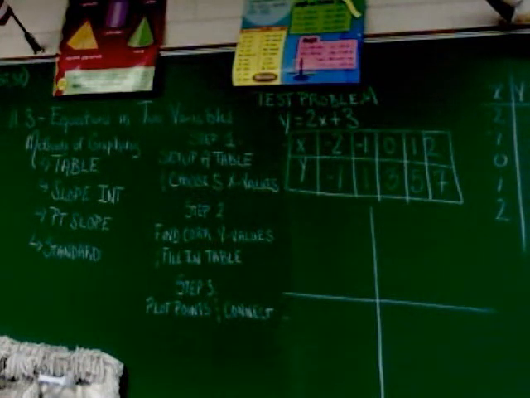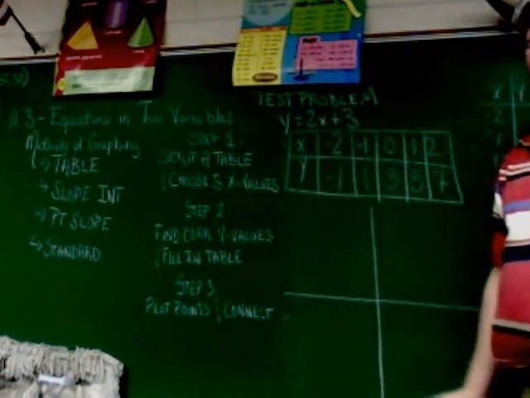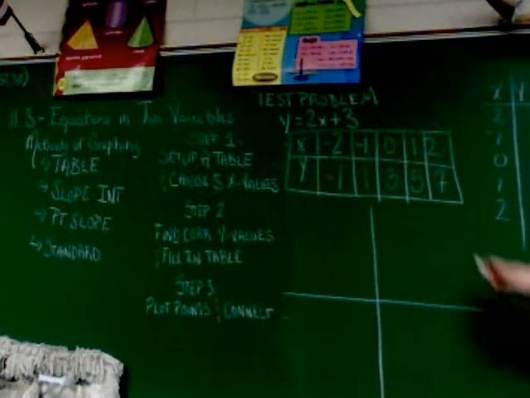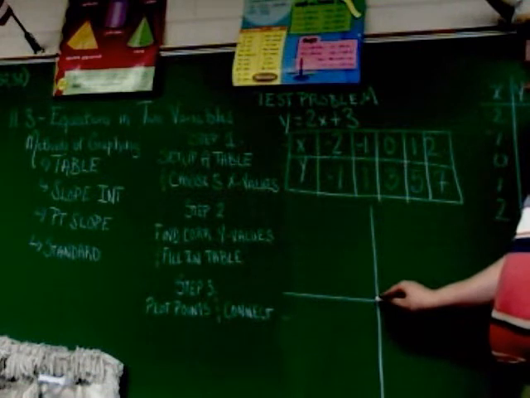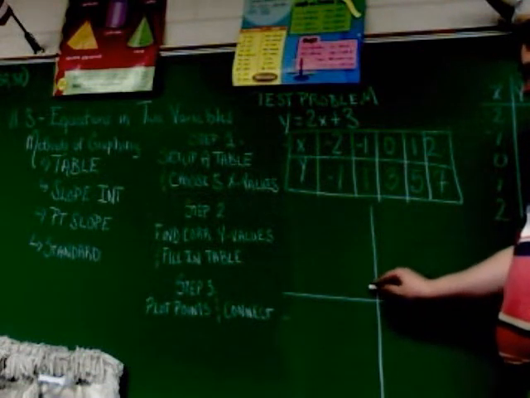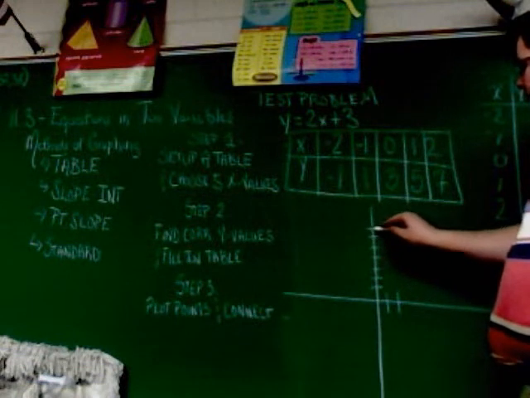Okay, step 3. I have to plot the points and connect. We're talking about graphing, so obviously we're going to be doing a lot of graphing here. I now have to go through and graph each set of points on the coordinate plane. So, (2, 7) has to be graphed. That means I start at the origin and go right 2 and up 7. Put it down.